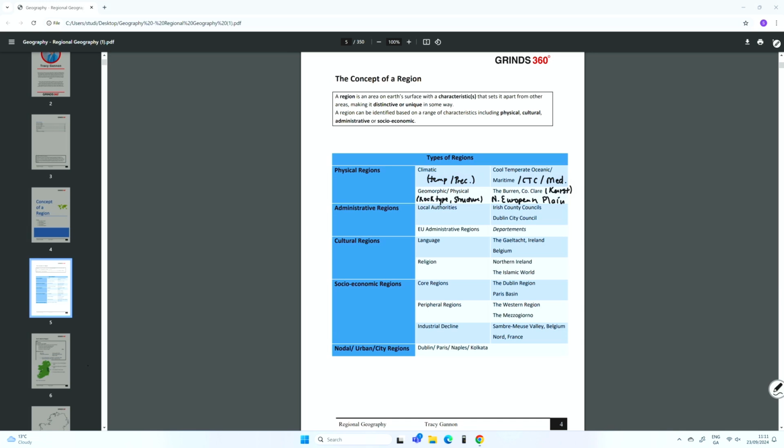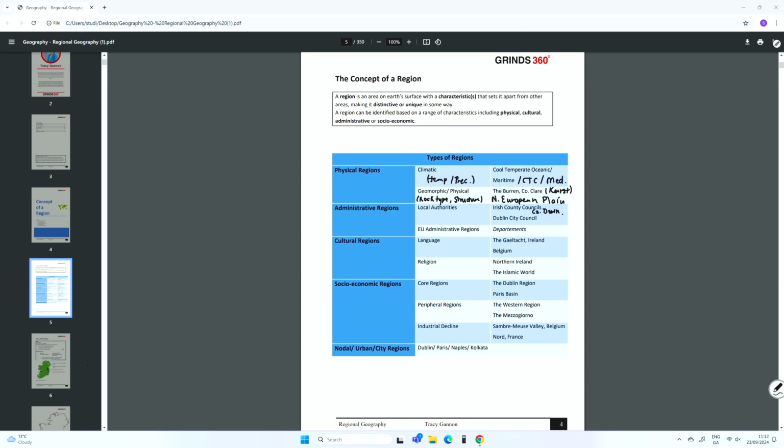Next is our local and EU administrative regions. Now, your local authorities, say for instance in Ireland, would be your Irish county councils. So if you see something like County Down, or County Roscommon, or County Leitrim, or County Dublin, they're all administrative regions, but you also have your city councils like Dublin City Council, Galway City Council, Cork City Council. You have your EU administrative regions, your departments. Generally speaking, you will find they're named after French regions, or they're kind of French spoken.